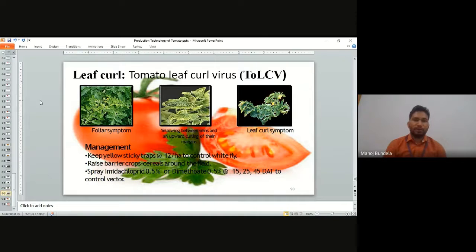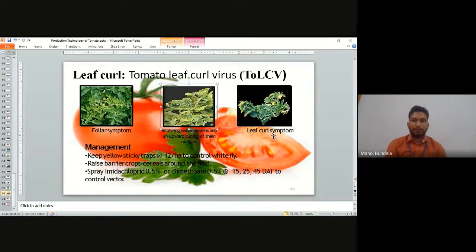Next is leaf curl virus, the tomato leaf curl virus. The foliar symptoms: the leaf looks like this. The size of the leaves is reduced and curling of the leaves starts. Yellowing between the veins starts, and the margins of the leaves start curling upward. These are the symptoms of leaf curl virus.